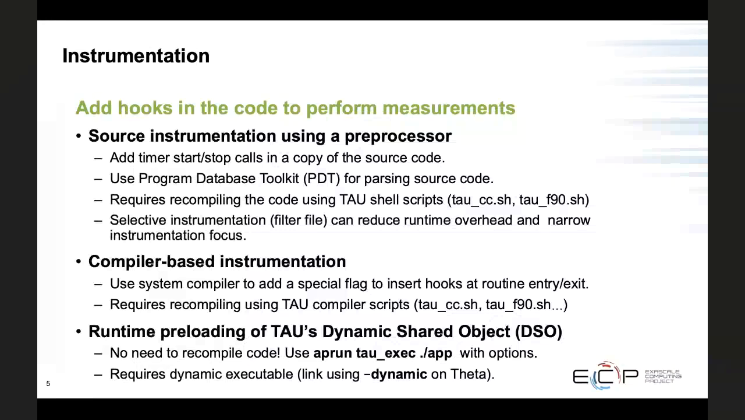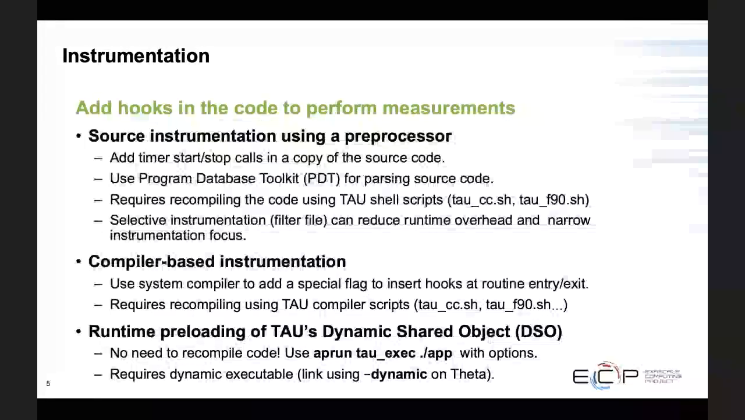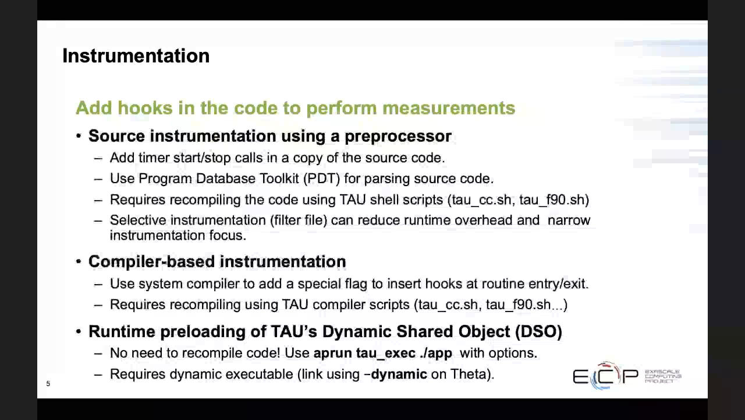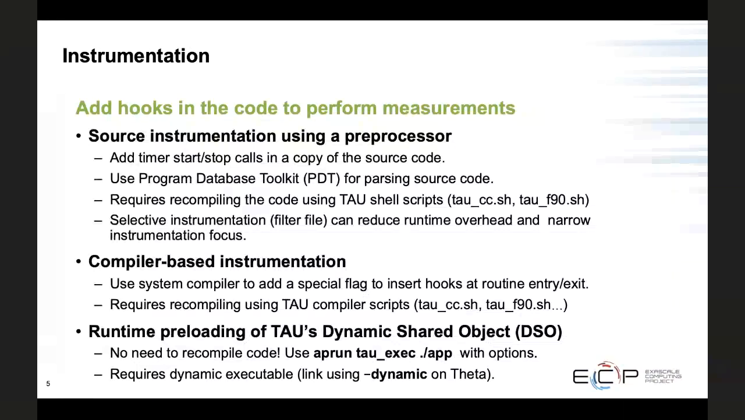We can use a selective instrumentation or a filter file to reduce the overall runtime overhead and narrow the instrumentation focus. So you can say, I want to instrument only these functions and not these other functions, or add instrumentation at the level of loops to these functions. We can also use the compiler to insert the hooks directly in the object code using the same kind of compiler scripts with a separate option of opt-comp-inst to use compiler-based instrumentation.